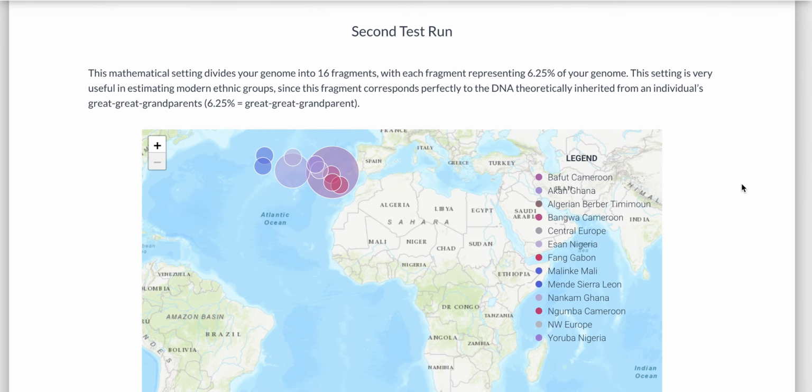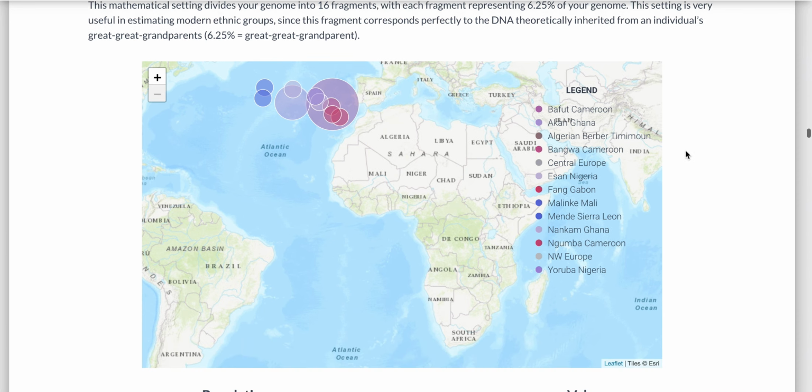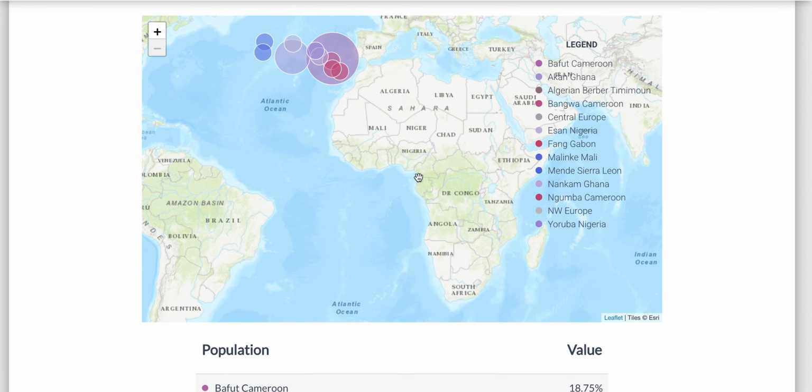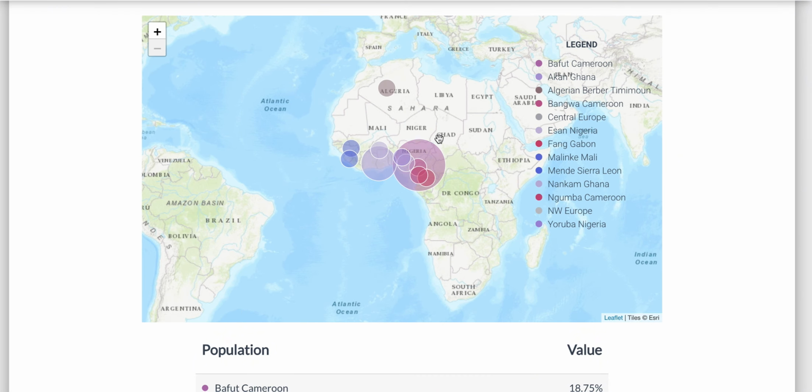Okay, the second test run does it in 16 fragments, so this is the great-grandparents. Each fragment represents basically 6.25% of your genome, so 6.25% represents one great-grandparent. Okay, so let me get this. Okay, there we go. So now, as you can see, for that, it's majority West Africa, and then one in Algeria, which doesn't normally show up in my results, so that's quite interesting.